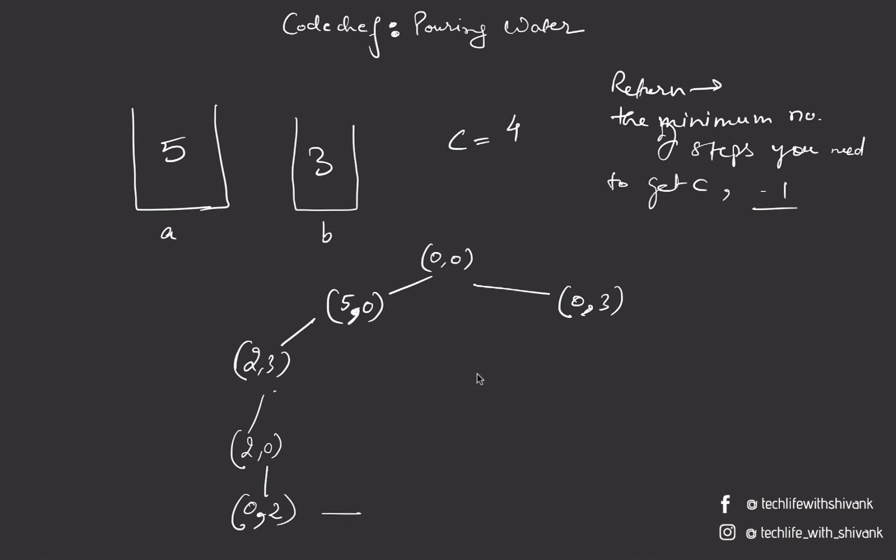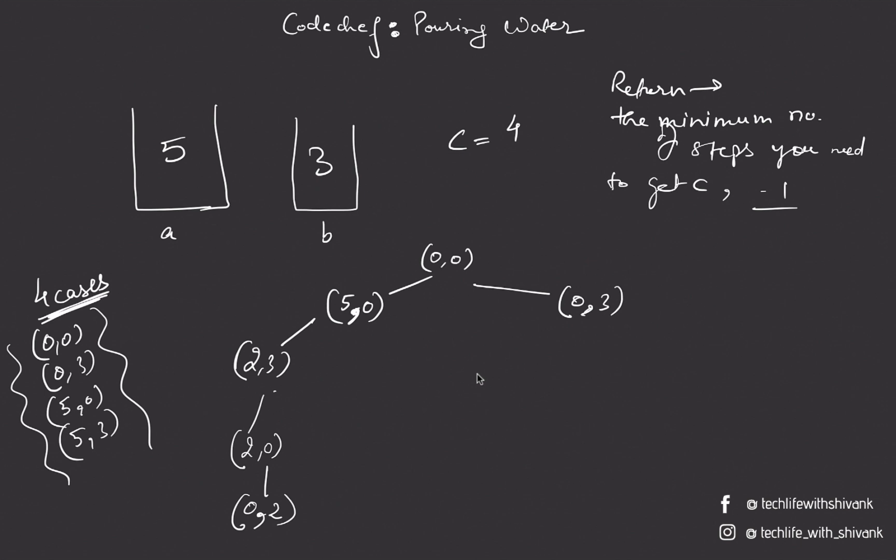So from 0, 2, there's no point going back to 2, 0. What we can only do is go to 0, 0, that is empty whatever we have, and it will again lead us to the root problem. So there is no going back. There are four states which have already been covered in the base case, which are 0, 0, 0, 3, 5, 0, 5, 3. There is no point going to these states, because if any of these states had been the answer, then our answer would have simply been 1, and we would have already covered it in the base case. So there's no use going back to these.